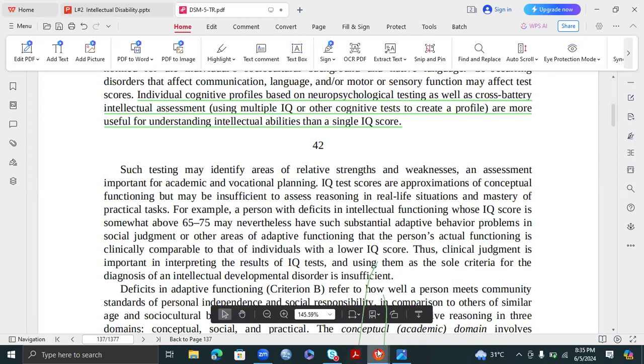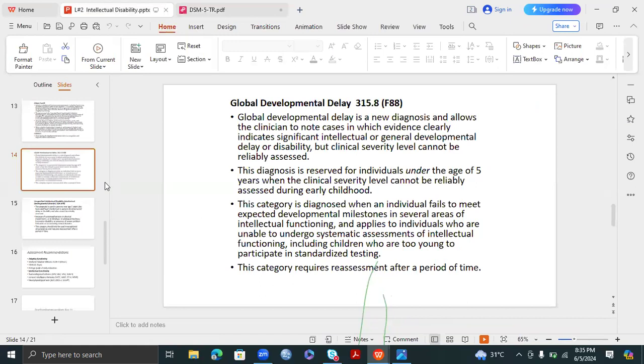Okay, so let's continue from here. As we have talked about intellectual disability, that the onset will be from the early developmental period, what is the basic age for the diagnosis of intellectual disability? Let me tell you, it's very clear in the DSM-5-TR. It's 5 years. Before the age of 5 years, you are not in a position to diagnose a person with an intellectual disability.